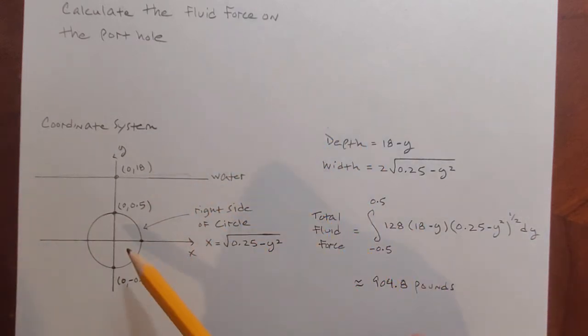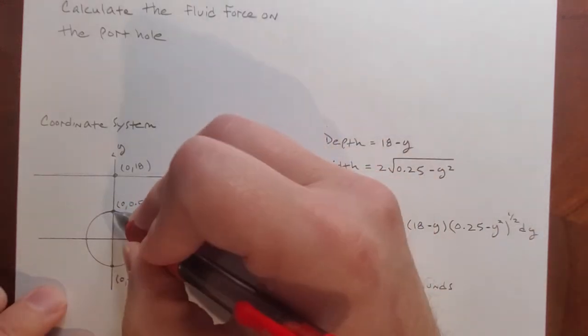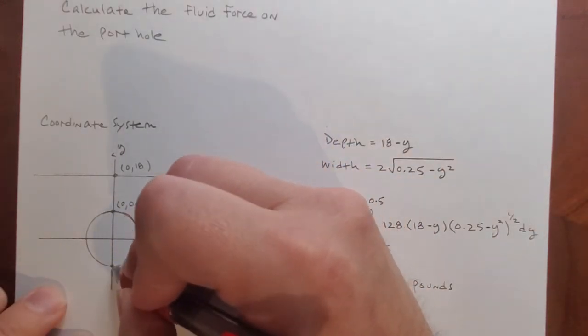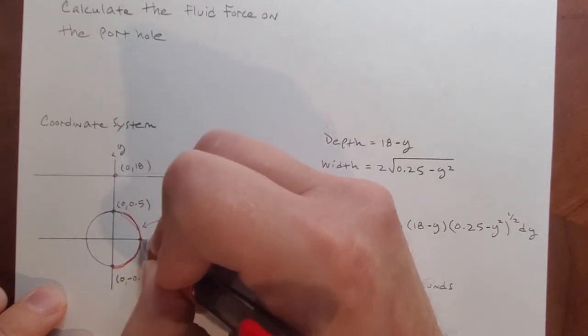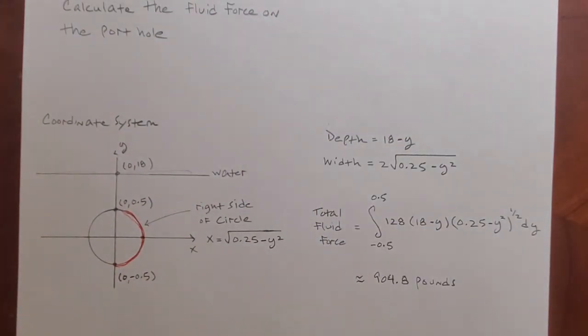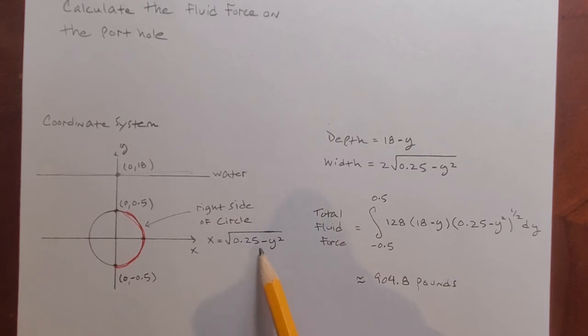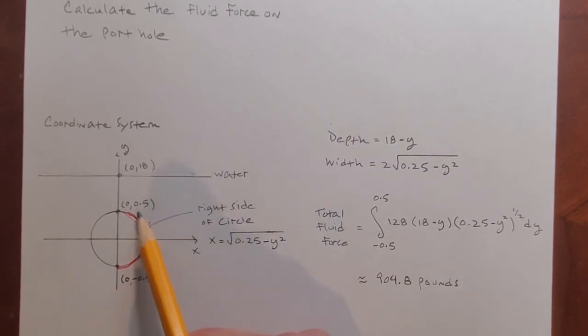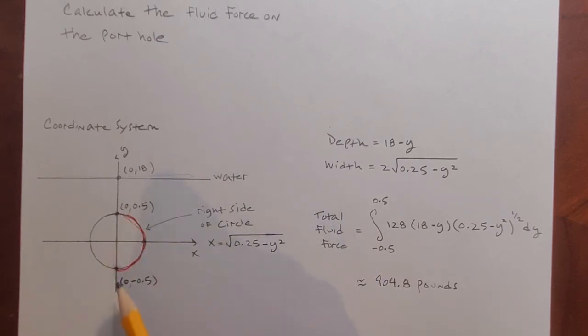Now, let's see about the circle. Imagine we got an equation for just the right-hand side. Since we know how to do that, that would be x equals positive root r squared minus y squared. The radius is 0.5, and 0.5 squared is 0.25, so x equals root 0.25 minus y squared. That just gets you this.